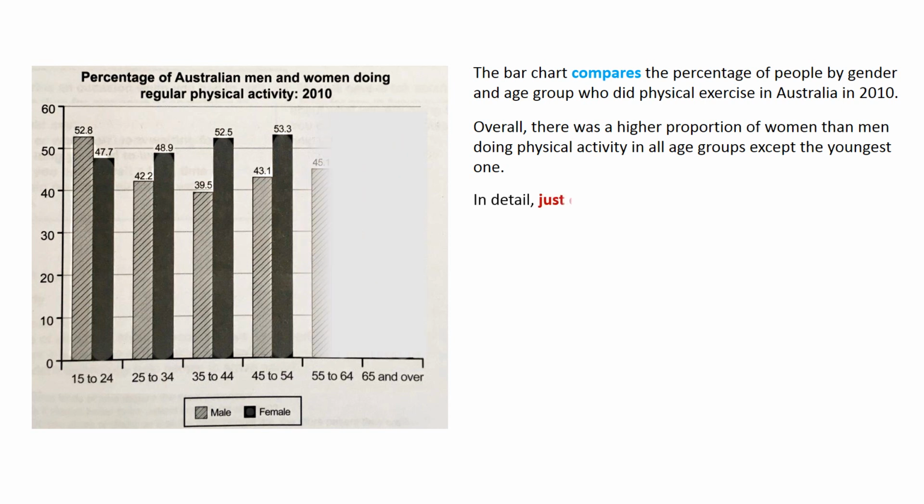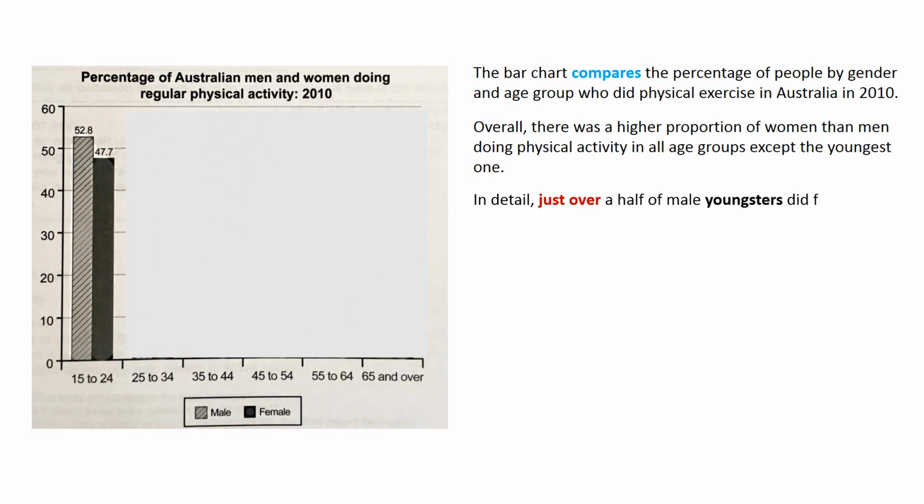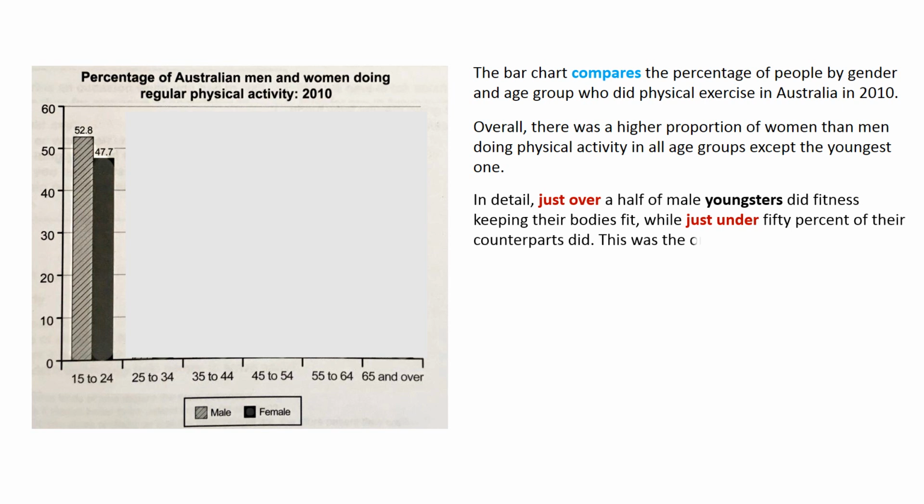In detail, just over a half of male youngsters did fitness, keeping their bodies fit, while just under 50% of their counterparts did. This was the only generation in which the males' percentage exceeded that of females. Sometimes we can use estimate language when the numbers are close to around some. For example, we can say just over a half instead of 52.8%, or just under 50% instead of 47.4%.